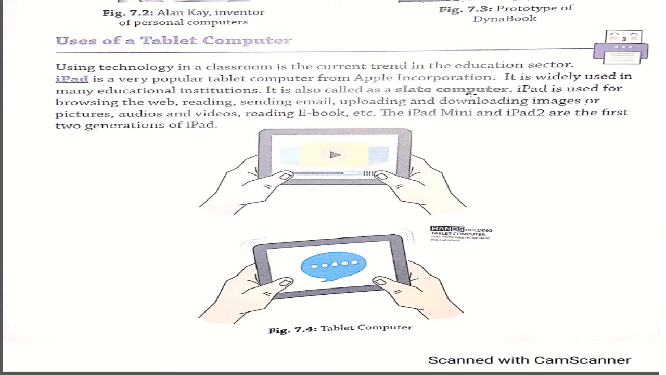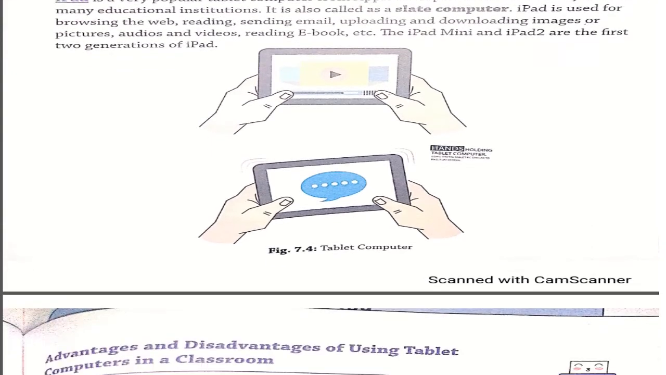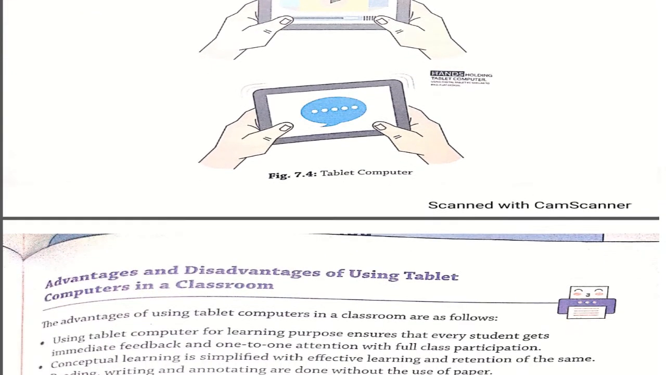Touch screen. iPad is used for browsing the web, reading, sending email, uploading and downloading images, pictures, audio, video, reading ebooks. So the iPad mini and iPad 2 are the first two generations of what? iPad. What are the first two generations? iPad mini and iPad 2.